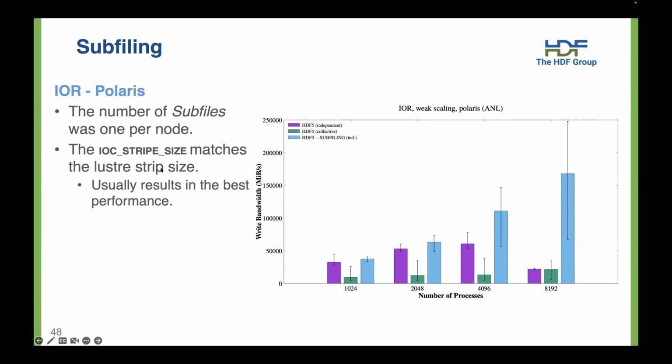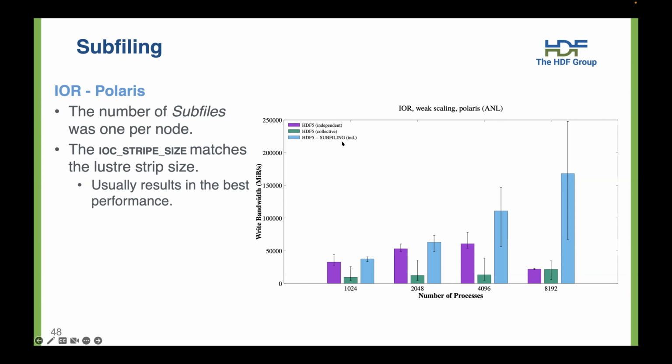And what we found for subfiling, we're still investigating, but we found that if you set H5Pset_alignment to a certain value, then we get the best performance out of subfiling if you also set the IO stripe size to that same size.